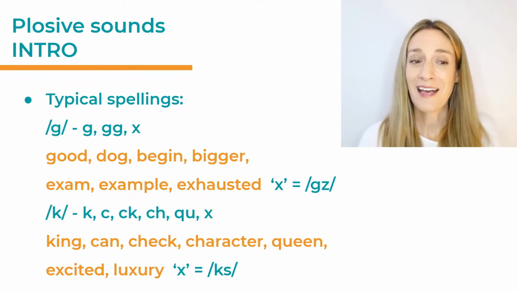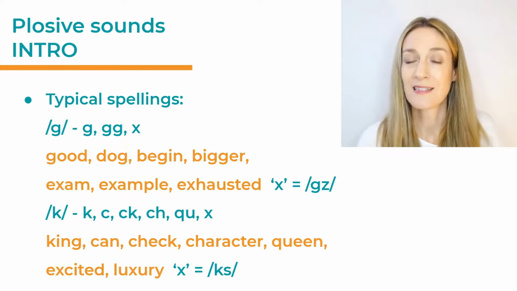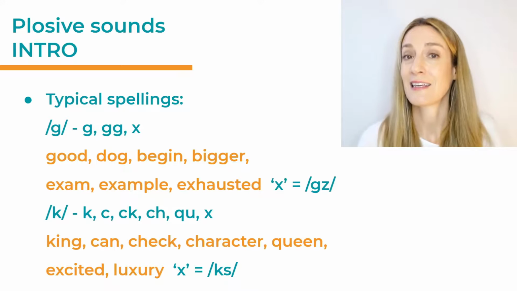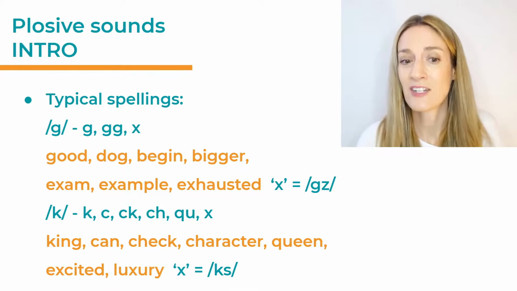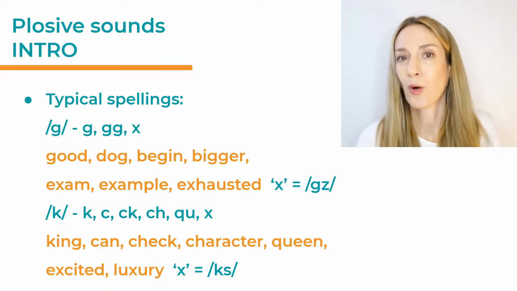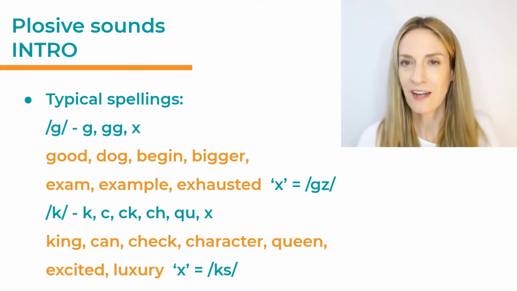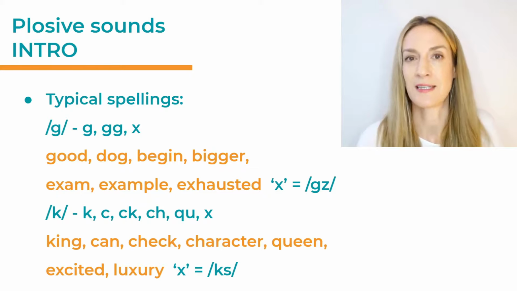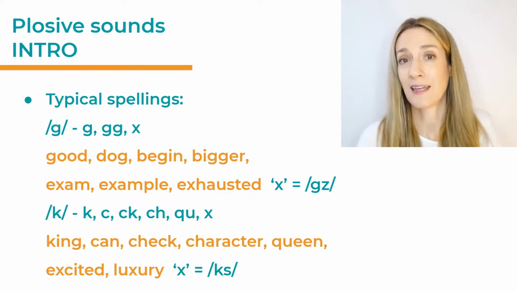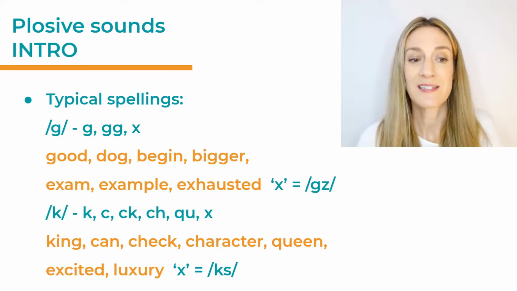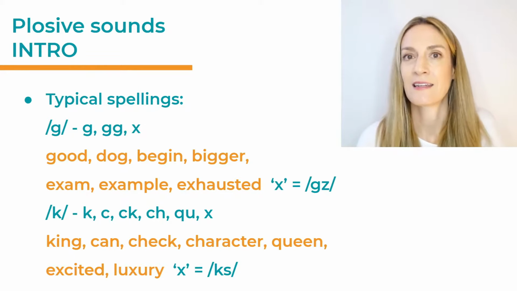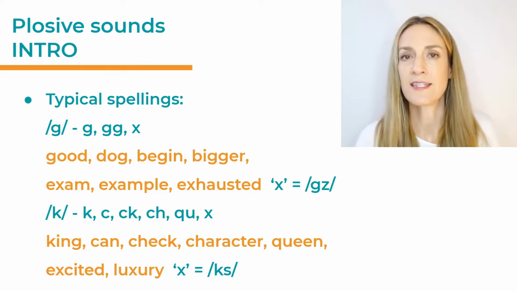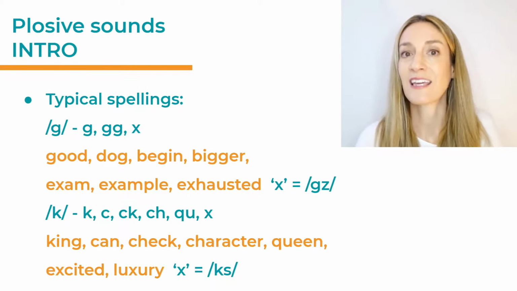Now let's have a look at the last sound, k. Here we have the most spelling patterns. It could be spelled with a k, a c, a ck, ch, qu, or x. Very often it's a k or a c or ck, but the other spellings can happen as well. Let's have a look at some example words. So for k we have king, can, then we have the word check. So here the ck is at the end, check.